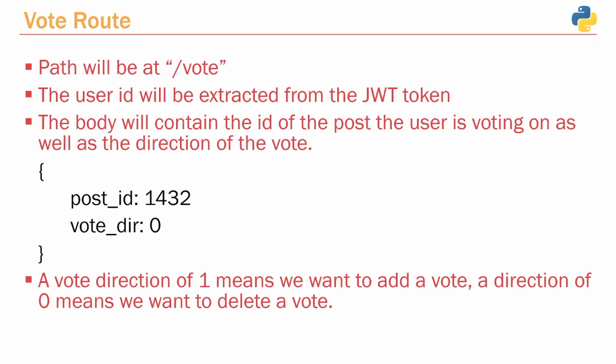And what I mean by direction is, do they want to vote on the post or do they want to remove a vote? Because like any application, maybe you accidentally clicked on a post to like it, but you realize you don't want to like it, so you click on it again to remove that. So vote direction of 1 means that we're going to like the post, and then a vote direction of 0 means we're going to remove our like of the post.